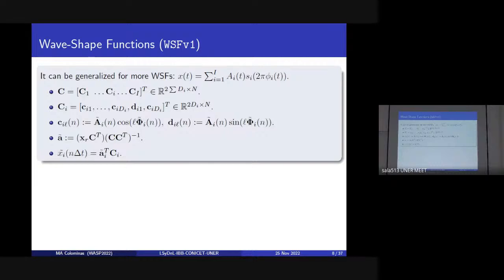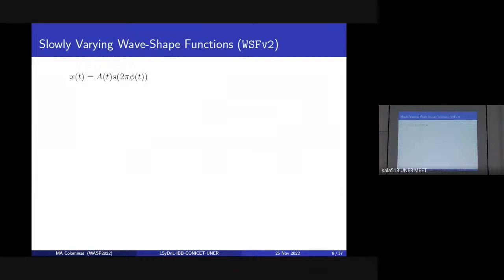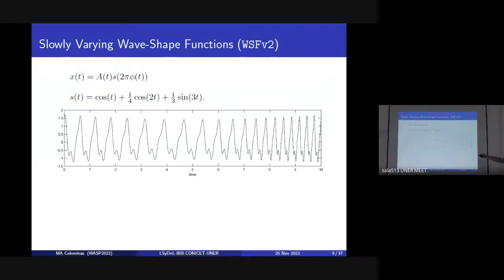So what we try to do here is explain why these patterns are changing, and how we can model those changes. And that is why, with Hau-tieng Wu, we came out with this model of slowly varying wave-shape functions. I will show you an example. This is the previous example. It was that, okay?